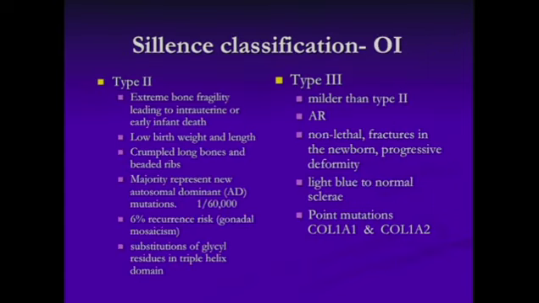The type that we tend to see in utero is the type 2 when we have that extreme bone fragility leading to either intrauterine or very early infant death. So here we've got an example of a plain film of a fetus who did not survive with osteogenesis imperfecta. And again, you can see the very, very short long bones and the poor ossification of the skull and the very, very small chest.